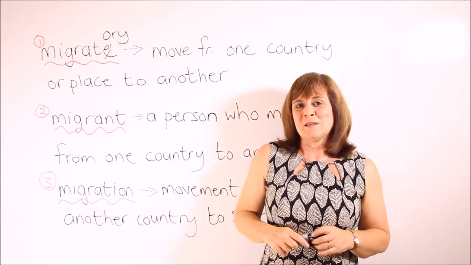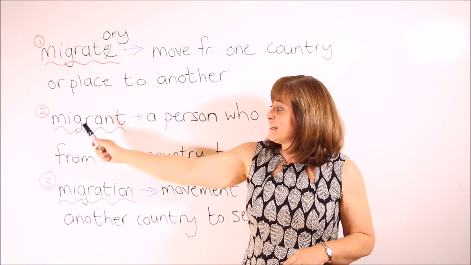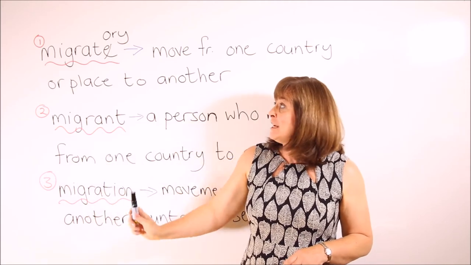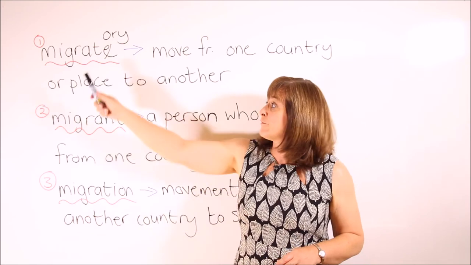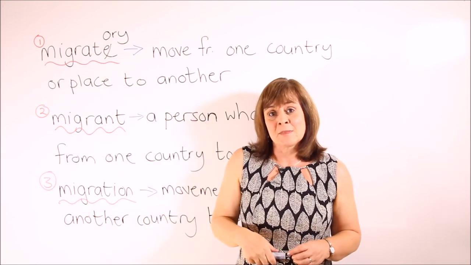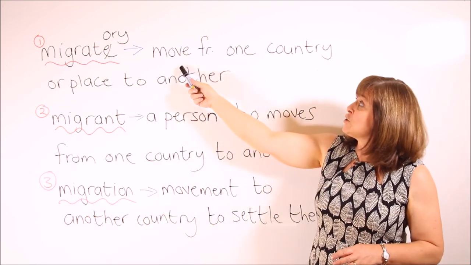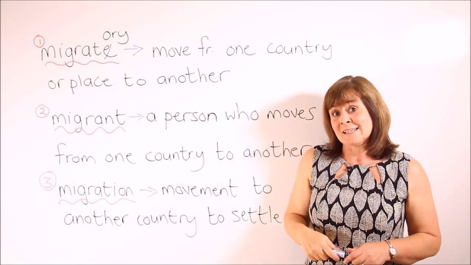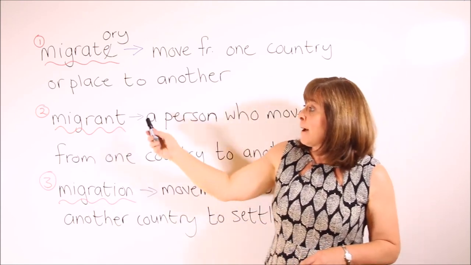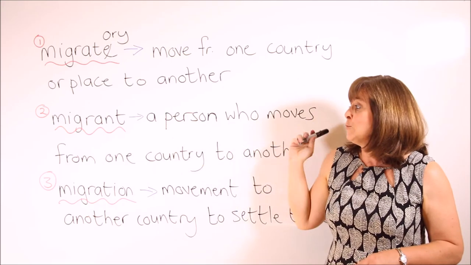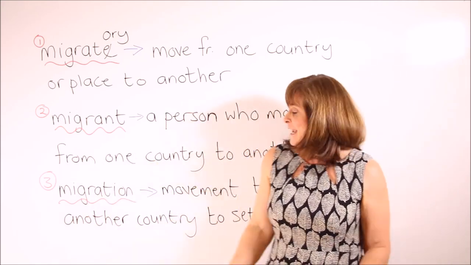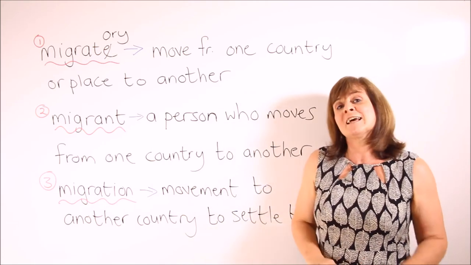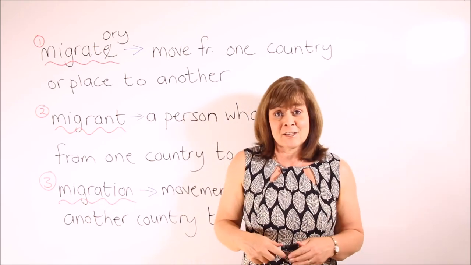Our third family of words is migrate, migrant, migration, and migratory, the adjectival form of the verb migrate. So, to migrate means to move from one country or place to another. A migrant is a person who moves from one country to another, and migration is the movement to another country in order to settle there.